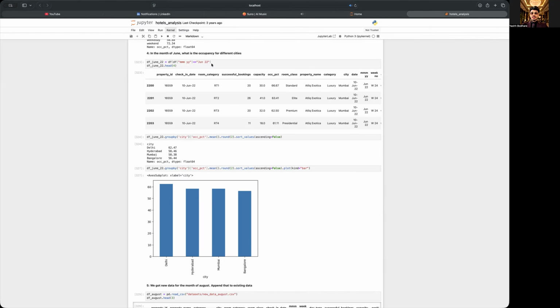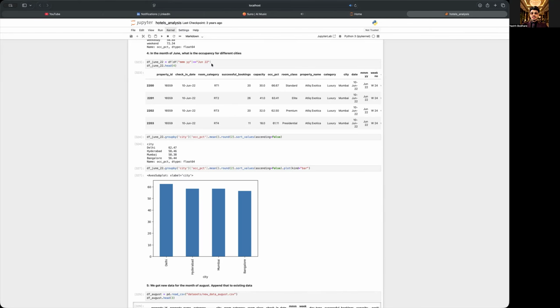Wherever the condition is true, pandas keeps the row. Whenever it's false, the row is excluded. So essentially I'm telling pandas, give me only those records that belong to June 22. And I stored that filtered dataset separately as df_june_22.